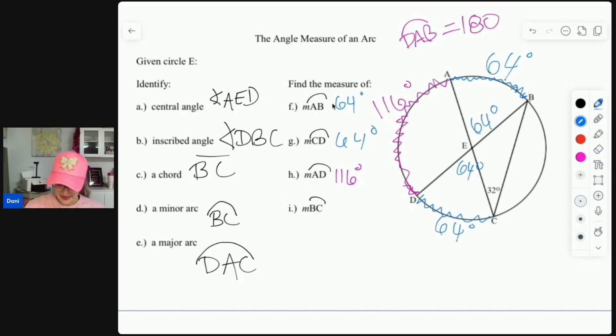Oh, this is so exciting. And then for that last arc, there are so many different ways we could solve this. We know a full circle is 360, so we could add up the pieces we have and subtract from 360. I could also see that I have some linear pairs here. 64 degrees, its linear pair is angle AED. Since it's on a straight line, 180 degrees, and the central angle is equal to its arc, the rest of this must be 116 degrees. That was fun.